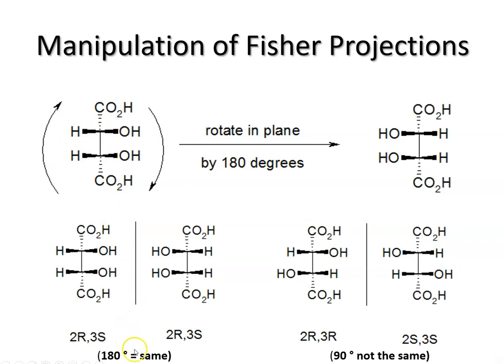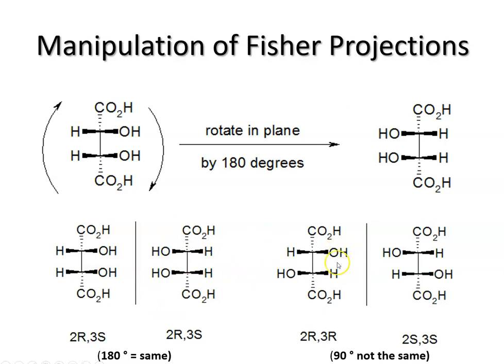If I do this 180 degrees and I rotate these out, we'll still get the same type of readout. The second chiral center is going to be R, this third is going to be S, and so it doesn't matter which way we do it, it'll still have the same result.